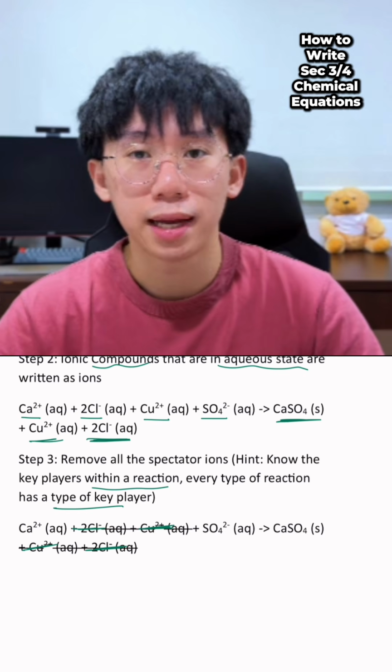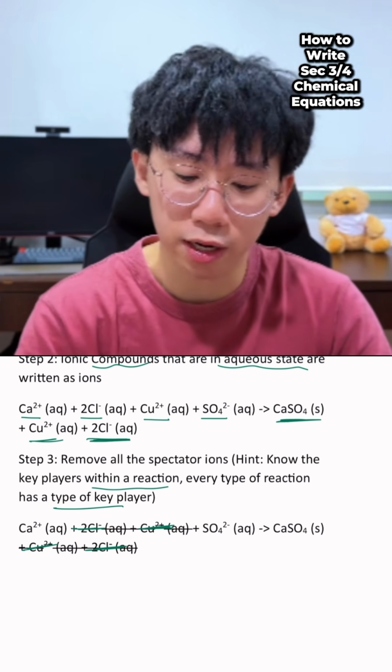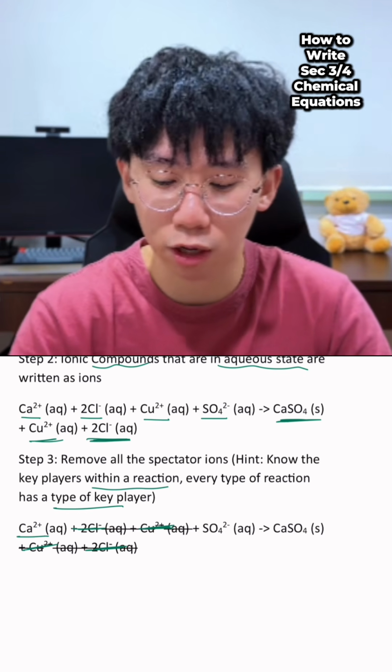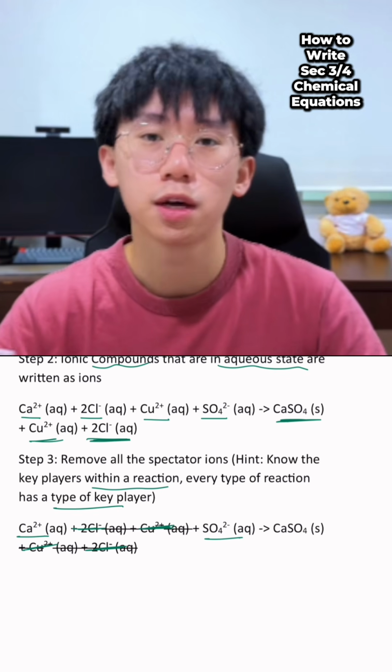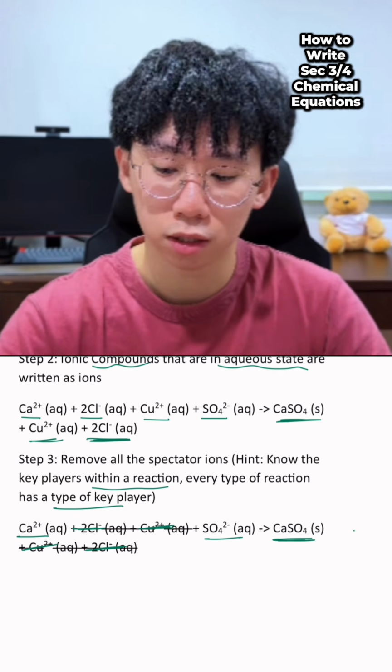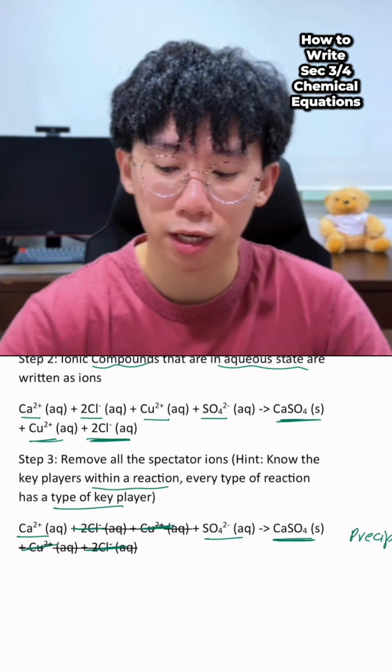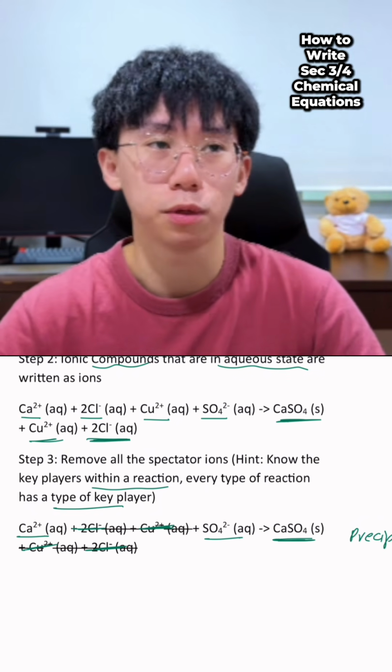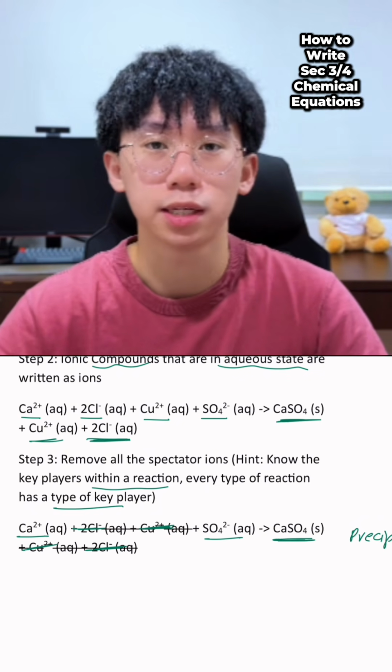And then finally, you have your ionic equation, which is actually just Ca2+ aqueous plus SO4 2- aqueous to give CaSO4 solid. This is actually a precipitation reaction, which is a very common reaction that you will learn, especially when you do qualitative analysis. And the ionic equation is as simple as this.